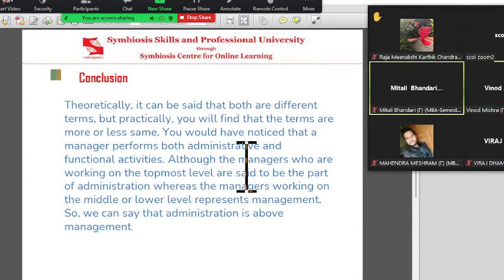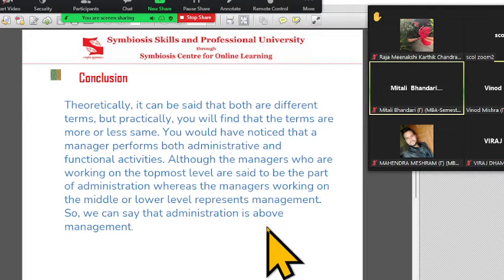No, sir. So in conclusion we can say theoretically it can be said that both are different terms, but practically you will find that the terms are more or less the same. You all know both are involved with running the entire enterprise or organization smoothly, that is efficiently and effectively. You could have noticed that a manager performs a managerial job as well as an administrative job, because he is involved with the top management in making these policy decisions, in formulating policies. They are also part and parcel of this decision making.